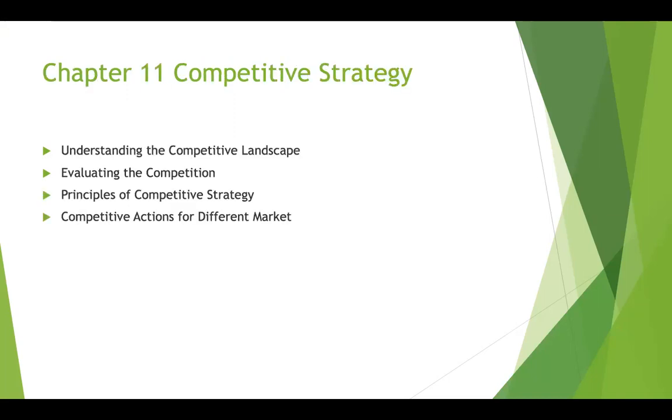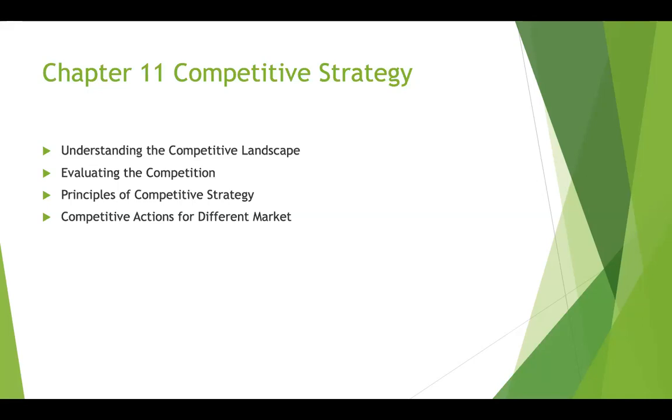For chapter 11, competitive strategy, we can divide this chapter into four parts, and they have a logical connection between each other. The first one is understanding the competitive landscape. You need to describe the competition between companies, between the competitors.